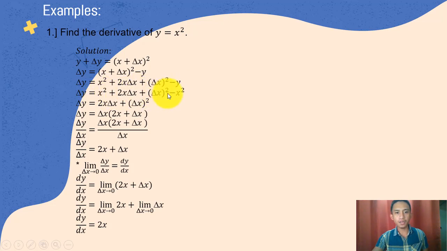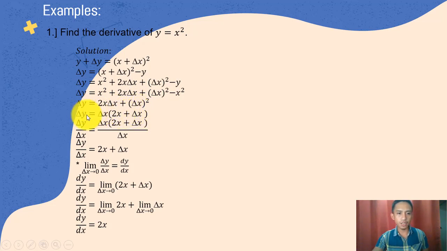Before proceeding to the next step, simplify further. Isn't it x squared and negative x squared cancels? Yes. So what's left is just 2x delta x and the quantity delta x squared. But look at this. I can factor out the similarity. There is a delta x and there are two delta x here, so I can bring out one of them. So what's left will be 2x and then one of the delta x.